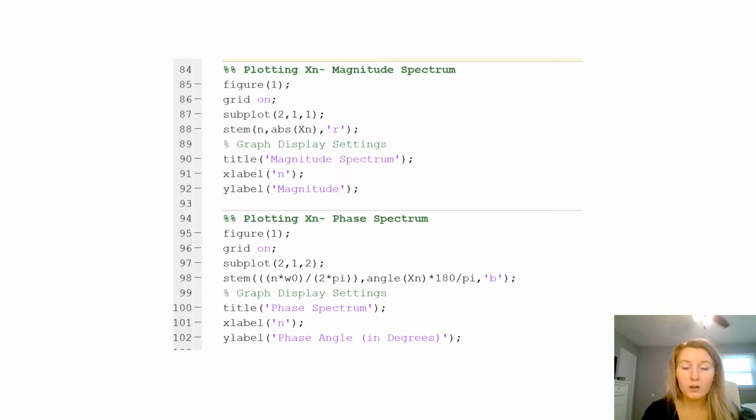Looking at the phase spectrum, I also want this on figure 1, and so that's why I use the subplot function to move this graph beneath the magnitude one. And then I use a stem function again, and my x-axis values are n times omega naught divided by 2 pi, and my y values are the angle of the Fourier series coefficient, but then I multiply it by 180 over pi, and that is to change it from radians to degrees, since MATLAB initially does everything in radians, and I want my graph in degrees. And I made sure to make this plot blue. And then again, I did label my graph and axes.